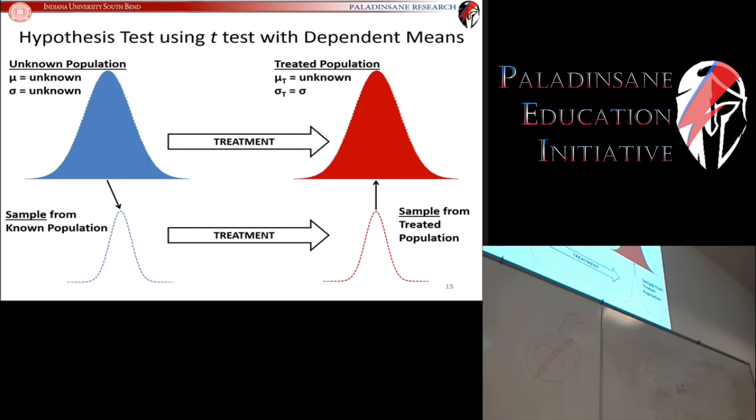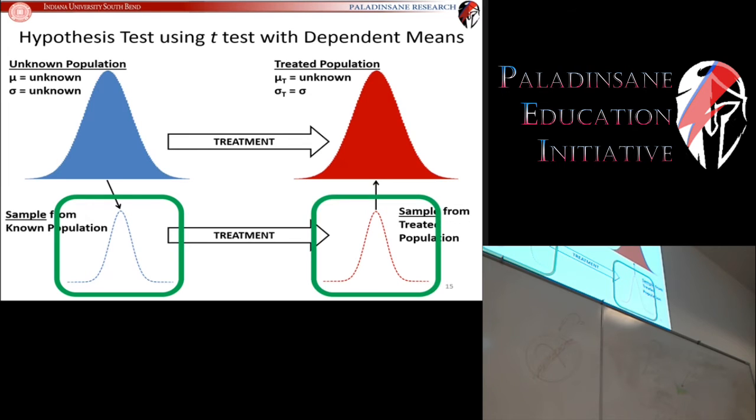In the t-test for dependent means, we took a sample from an unknown population, and we measured it, and then we did the treatment and we measured the sample afterwards. And that works for some studies, some questions.